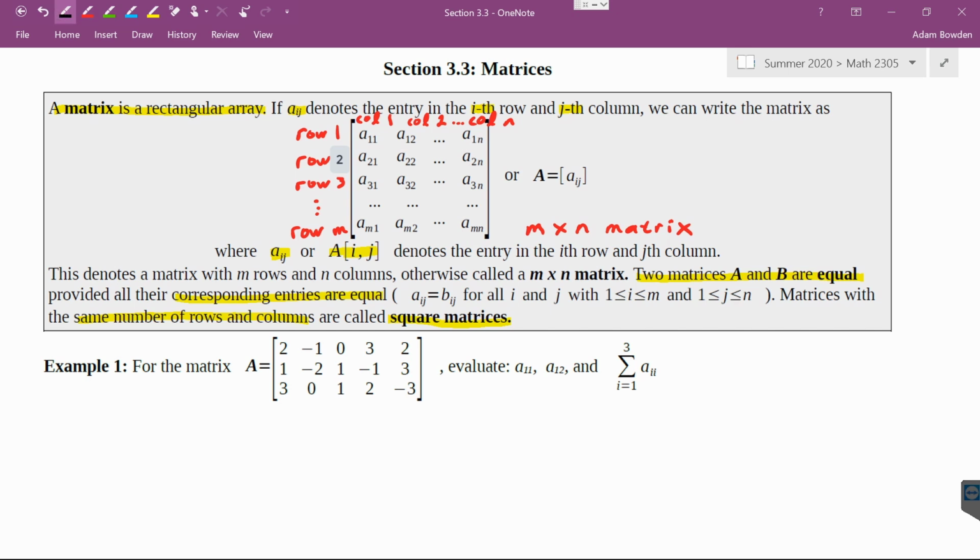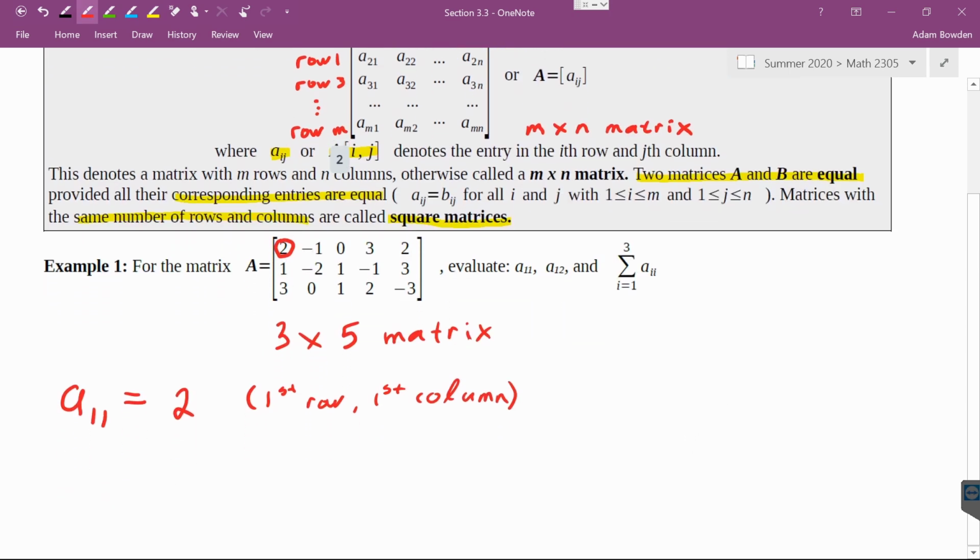So for our first example, we're going to take this matrix and do some different evaluations with it. First off, let's see how many rows and columns we have here. We have 3 rows and 5 columns, so this is a 3 by 5 matrix. The first thing says A sub 1,1, which refers to the entry in the first row, first column. That would be 2. And then A sub 1,2 refers to the entry in the first row, second column, so that would be negative 1.